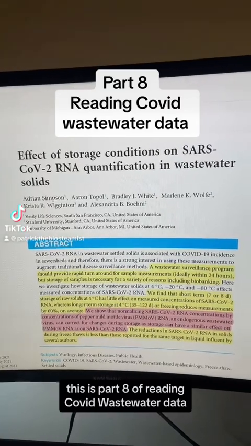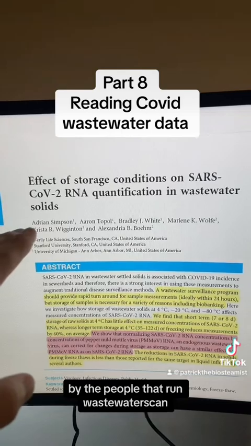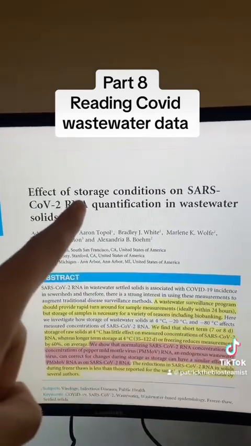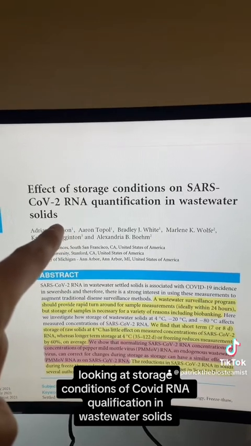This is part 8 of reading COVID wastewater data. We're going to be focusing on this publication by the people that run Wastewater Scan, looking at storage conditions of COVID RNA quantification in wastewater solids.